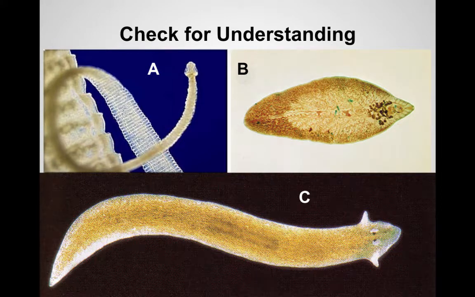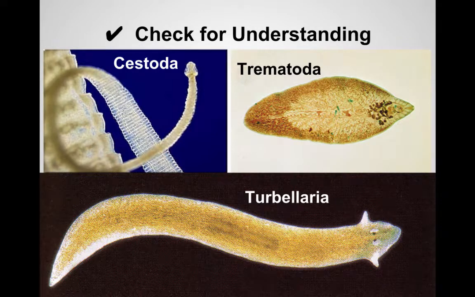All right, are you ready for your answers? So, the first one, A, is in the class Cestoda. That's a tapeworm. The Trematoda, or the fluke, is easy to identify by its oval shape, and up near the head on the right-hand side is the sucker. And then in the bottom is the class Turbellaria, the free-swimming, free-living Turbellarians.